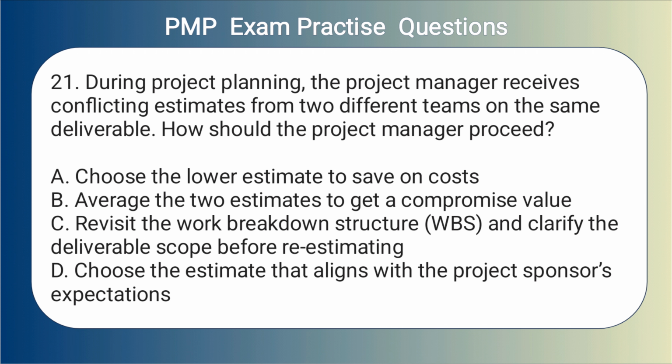21. During project planning, the project manager receives conflicting estimates from two different teams on the same deliverable. How should the project manager proceed? A. Choose the lower estimate to save on costs. B. Average the two estimates to get a compromise value. C. Revisit the work breakdown structure, WBS, and clarify the deliverable scope before re-estimating. D. Choose the estimate that aligns with the project sponsor's expectations.